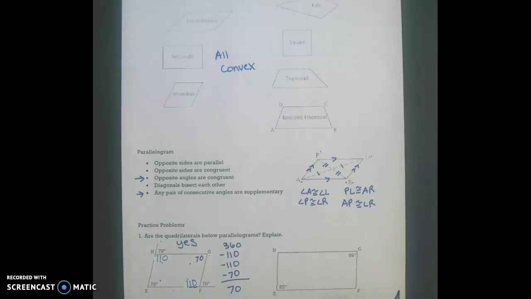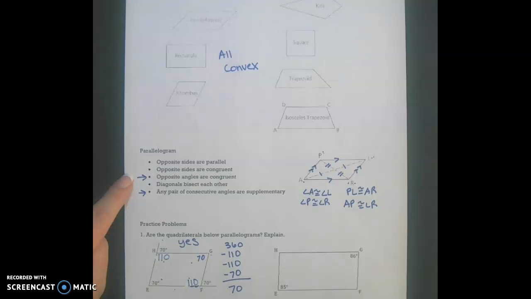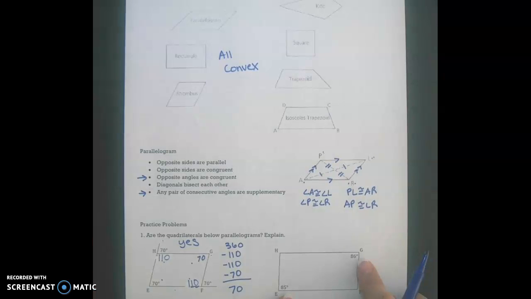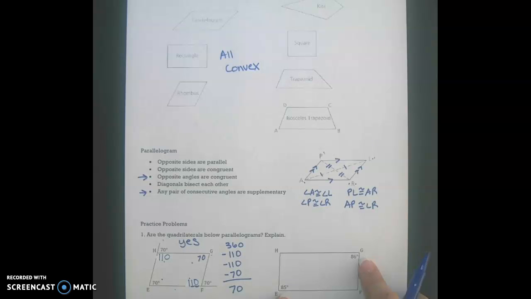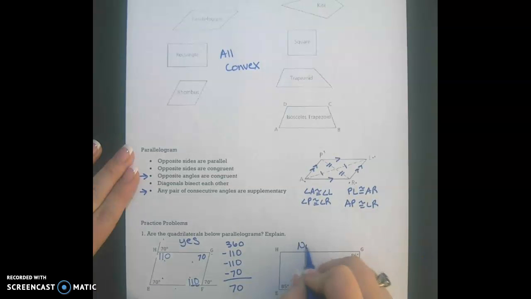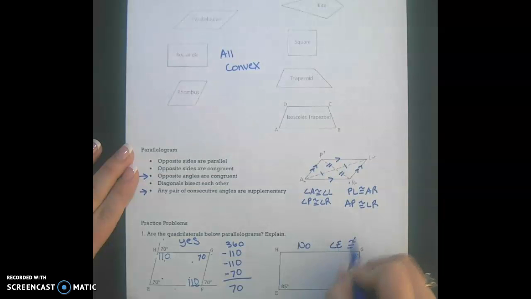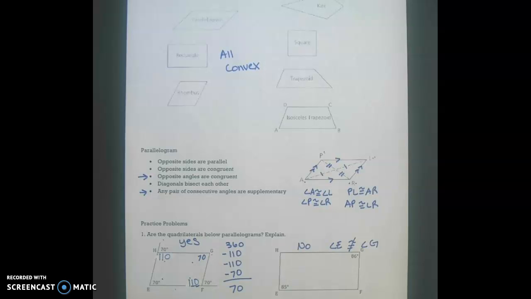I'm given information again about the angles, so it's going to come down to those two properties about opposite angles being congruent and our consecutive angles being supplementary. So I'm given information about opposite angles, and angle E is 85 and angle G is 86. So this is not a parallelogram because angle E is not congruent to angle G. Moving on to our last page here.